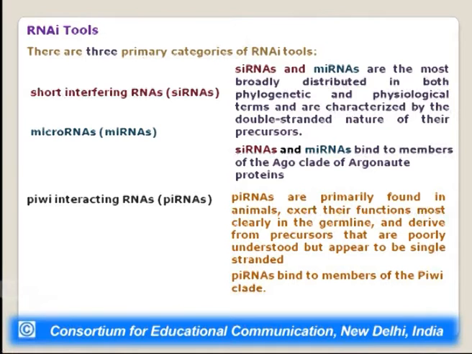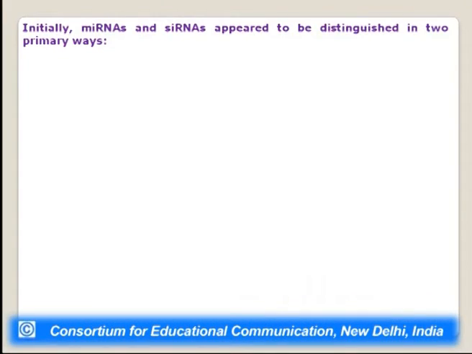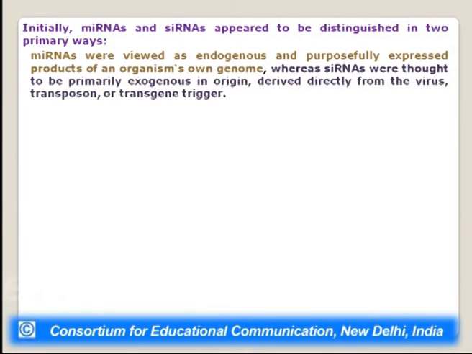However, the PIWI-interacting RNAs or piRNAs bind to the members of the PIWI clade. We will focus on the siRNAs and microRNAs for today's discussion. Initially, microRNAs and siRNAs appeared to be distinguished in two primary ways. MicroRNAs were viewed as endogenous and purposefully expressed products of an organism's own genome, whereas siRNAs were thought to be primarily exogenous in origin, derived directly from the virus, transposon or transgene trigger.